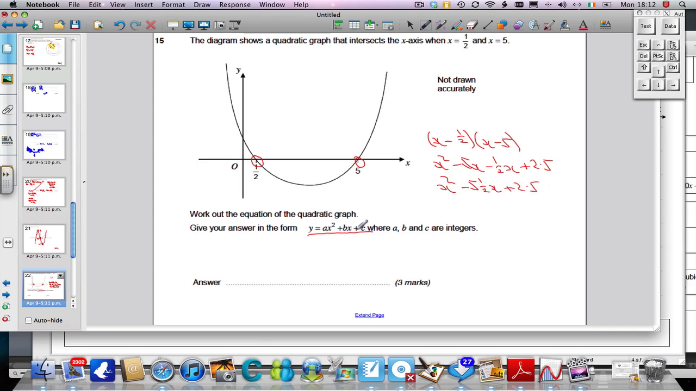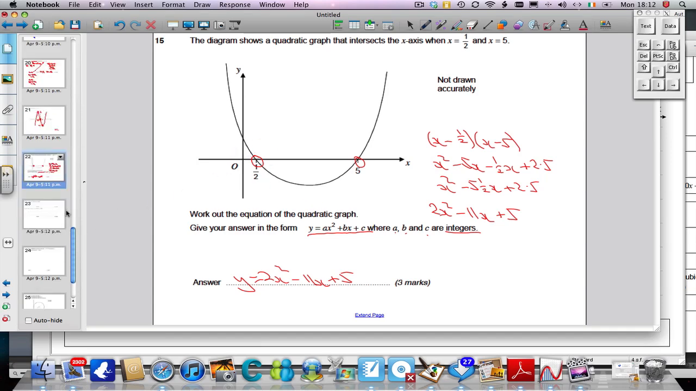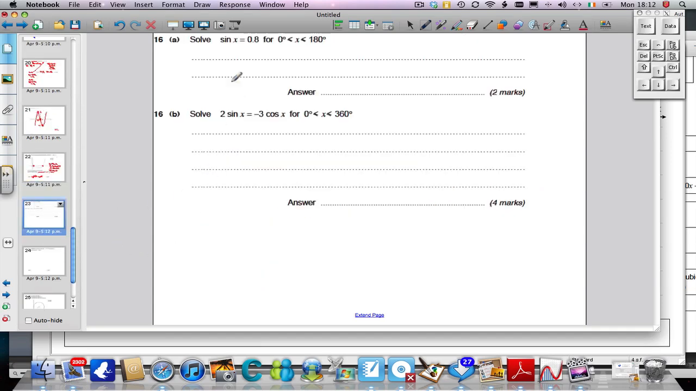And again, we want it in this form here. It says a, b, and c must be integers. That means they must be whole numbers, positive or negative whole numbers. So I'm going to multiply everything in this by 2. So we get 2x squared minus 11x plus 5. So the answer is y equals 2x squared minus 11x plus 5. And I'm not going to show you using Autograph what that looks like. Take it from me, it works perfect.